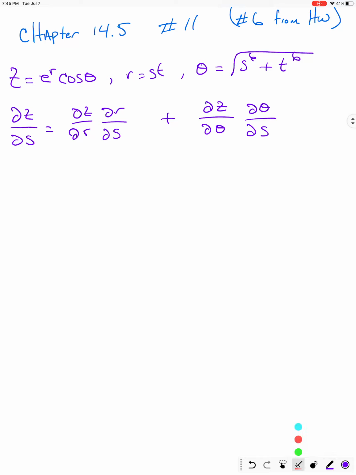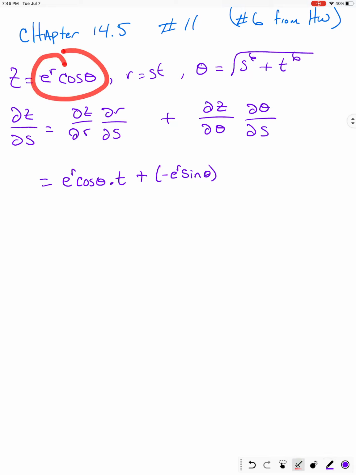Okay, now I just need to follow along what's written here. So I need to find the partial derivative of z with respect to r. The partial derivative of z with respect to r is e to the r times cosine of theta. Then I need to multiply that by the partial derivative of r with respect to s. So that's t, so multiply by t. And then plus the partial derivative of z with respect to theta, which is minus e to the r times the sine of theta.